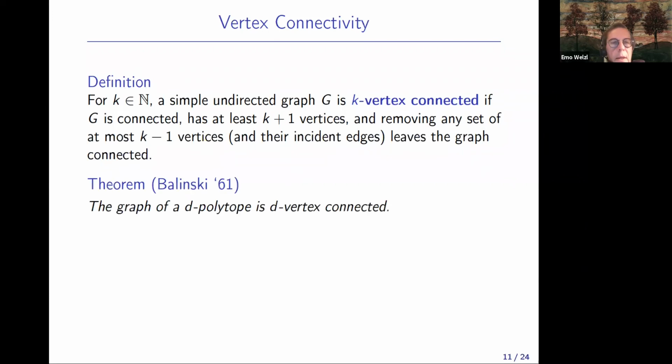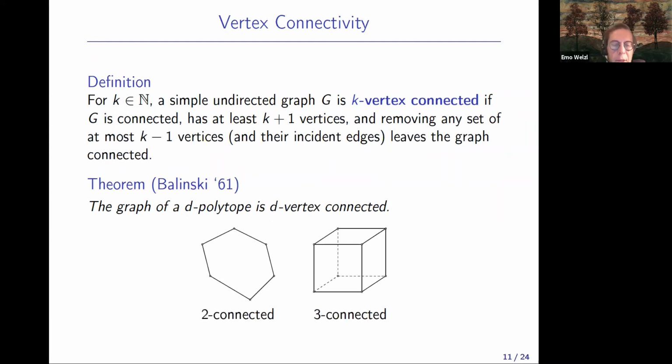And here is a theorem in geometry which refers to this notion. Namely, it says that the graph of a d-polytope, of a polytope of dimension d, is always d-vertex connected. So for example, if you have a two-dimensional polytope, which is just a polygon, then obviously this is 2-connected, because if I remove one vertex, I cannot get it disconnected. I have to remove two vertices. And for example, the cube is 3-connected. Whenever you remove two vertices, you will keep this graph connected.